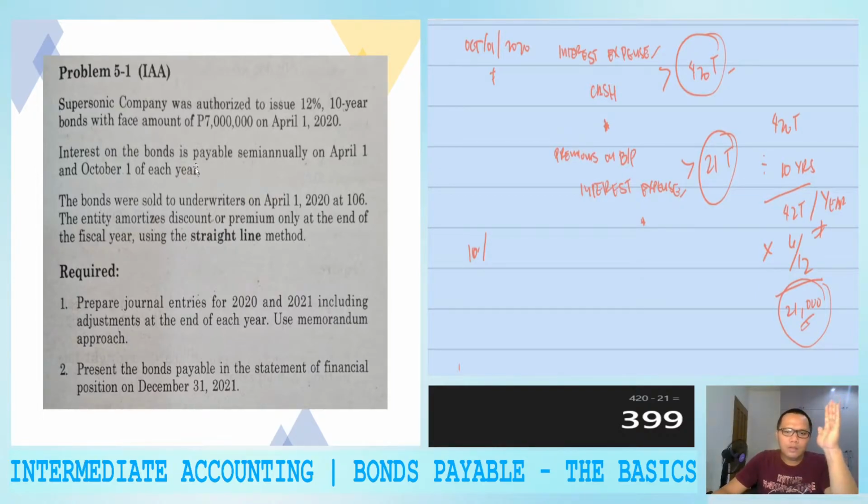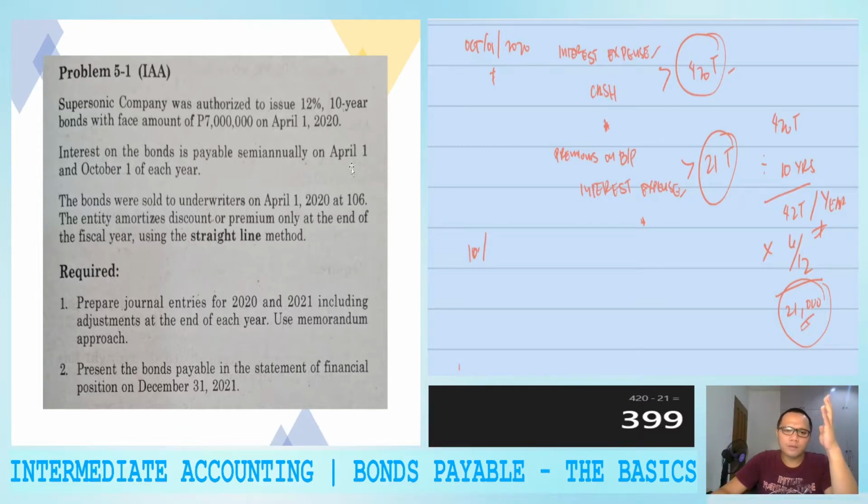The reporting year is December 2020. October, November, December, we have already incurred interest. And that, if we do not make any adjustments, we will recognize without adjustment on April 1.